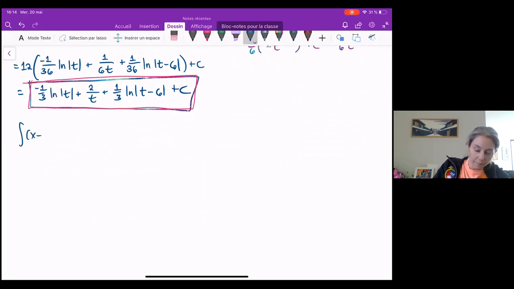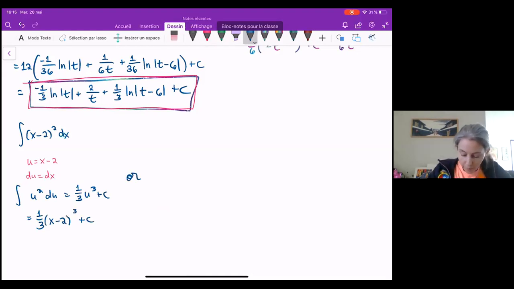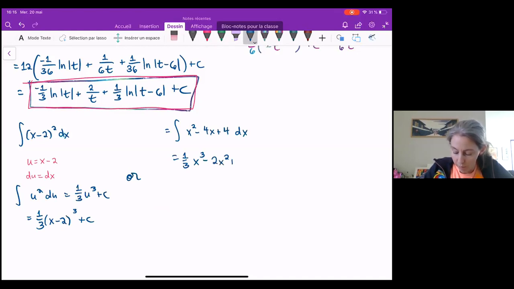Is this what you're asking, Maylee? So there are two ways to do this. We could say u is equal to x minus 2, so du is equal to dx, and get the integral of u squared du, 1/3 u cubed plus c, which is 1/3 times x minus 2 cubed plus c. So that would be one option. Or we could expand and say this is x squared minus 4x plus 4 to get 1/3 x cubed minus 2x squared plus 4x plus c.